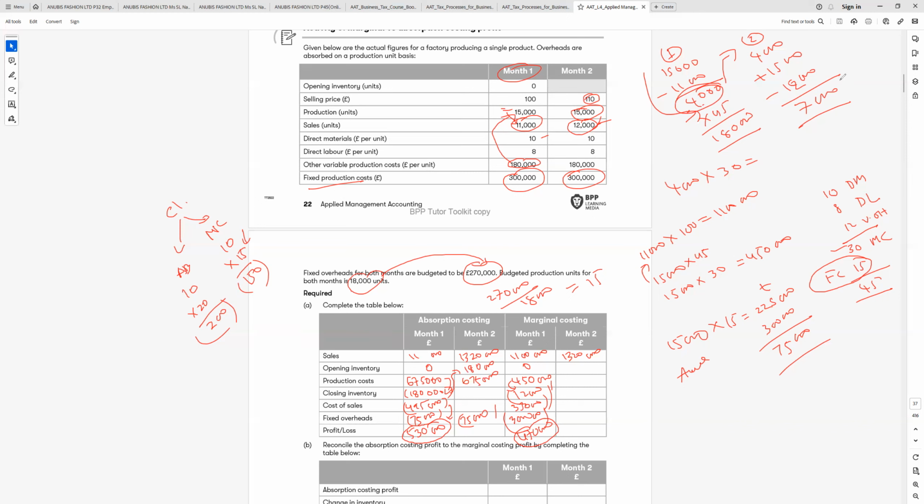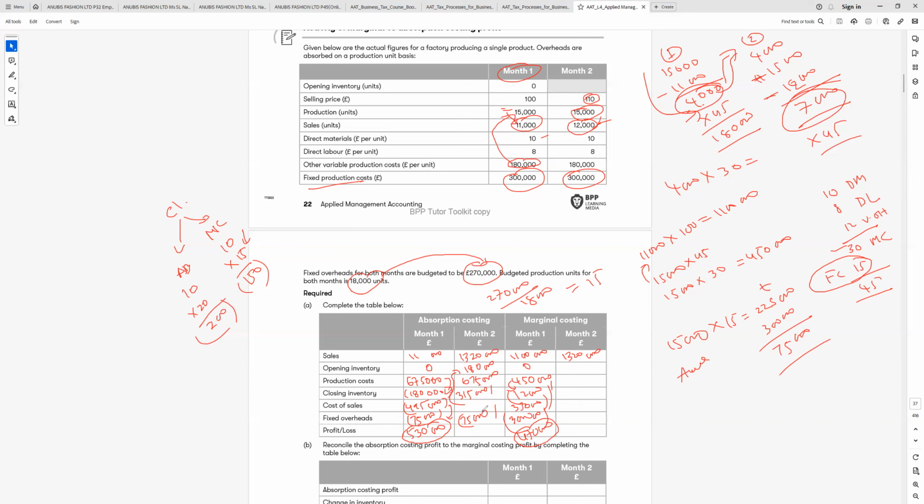So we have 7,000. So 4,000 we move there and make another 15 and sell only 12. So you have 7,000. So 7,000, of course, gives us more closing inventory. So 7,000 multiplied by 45 for the absorption. And that will give me 315,000. That's my closing inventory.